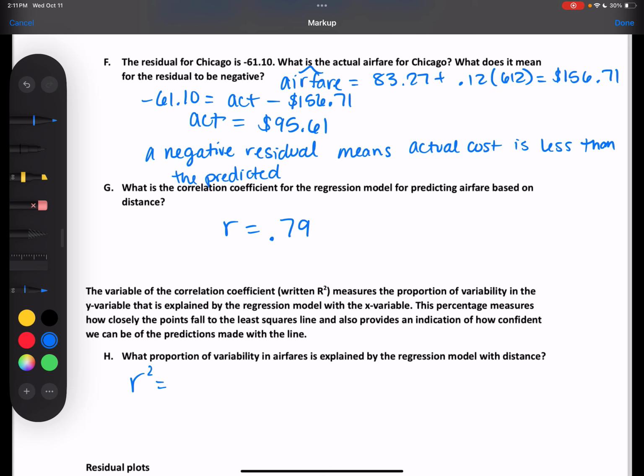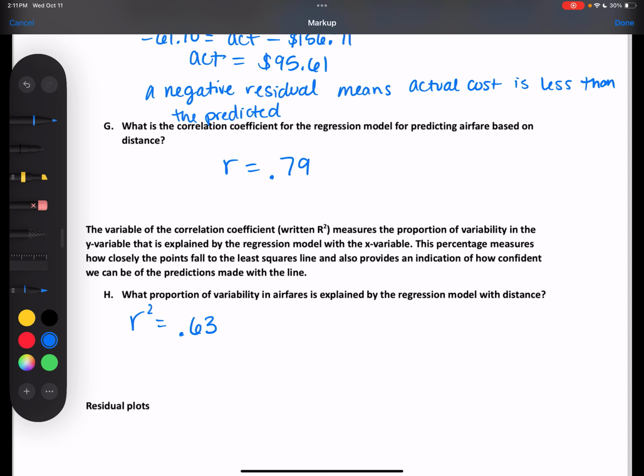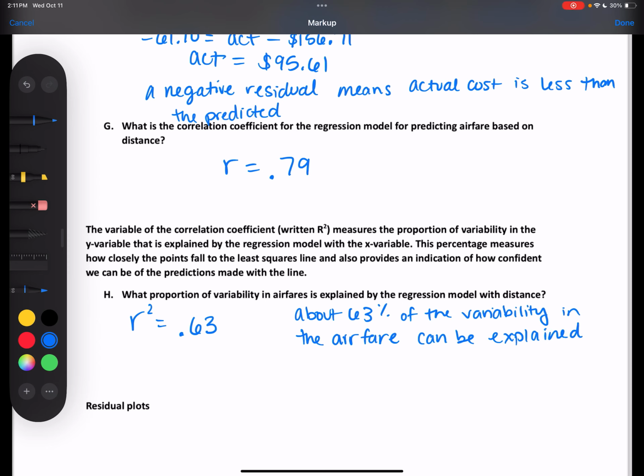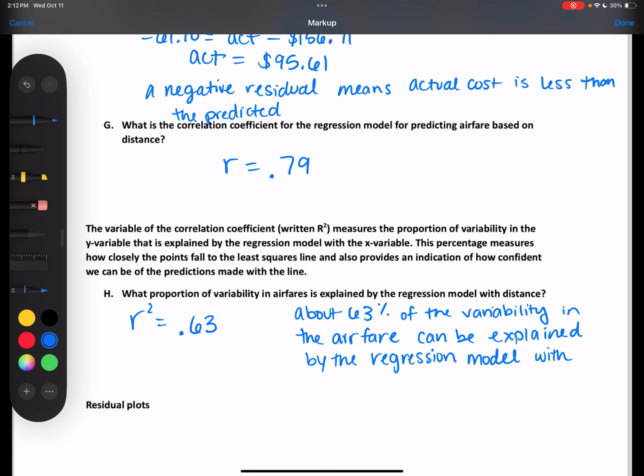What is R squared? 0.63. Yes. So then what this would mean is that about 63% of the variability in the airfare can be explained by the regression model with the distance.